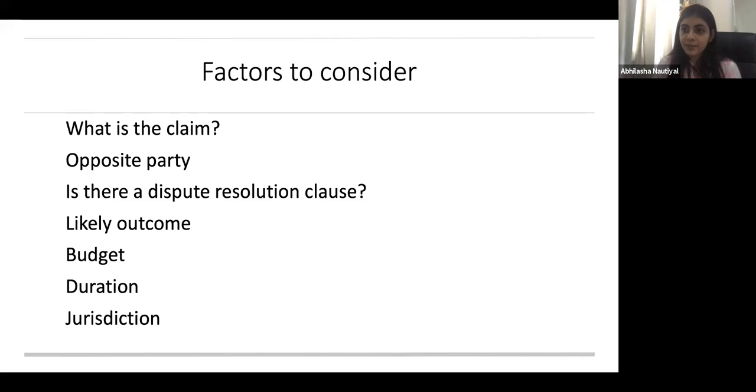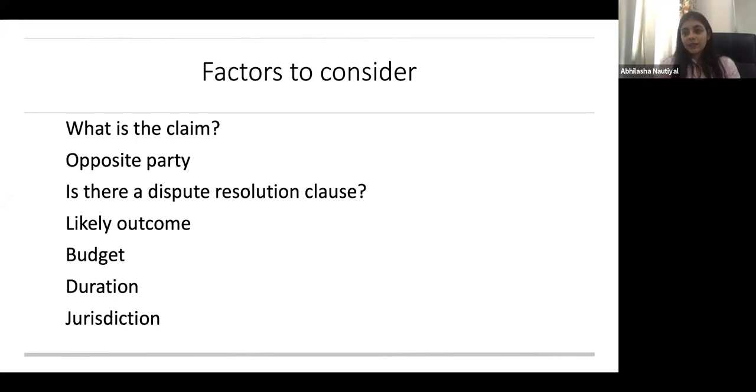Who is the opposite party? Is it a rank infringer? Is it an ex-licensee? Is it an ex-employee? That really helps to understand, is it a competitor, to decide which of the options you must pick for dispute resolution. Is there a dispute resolution clause? Is there a prior engagement between the parties? Very important factor, because sometimes this may guide the direction in which you can actually go for resolving a dispute.